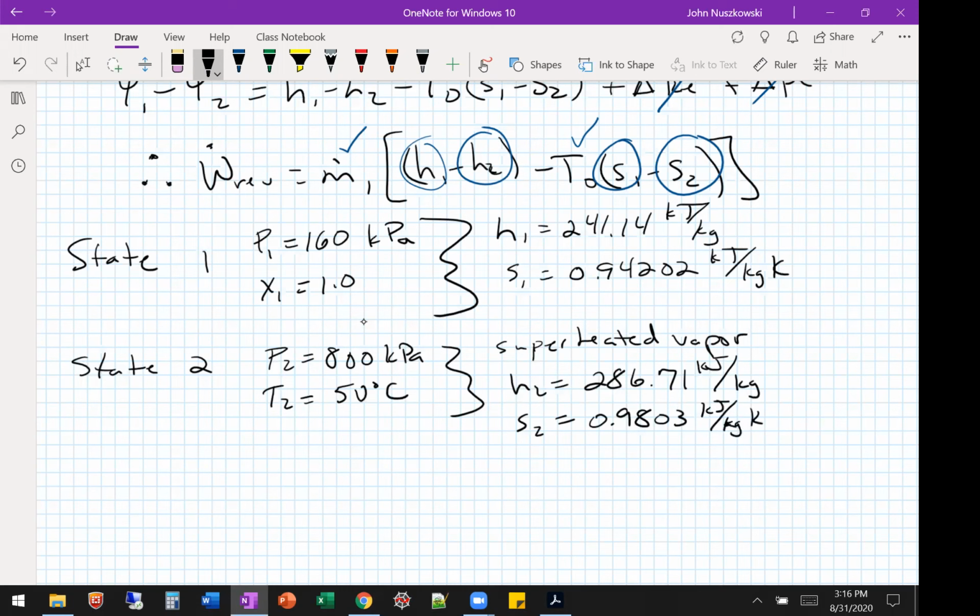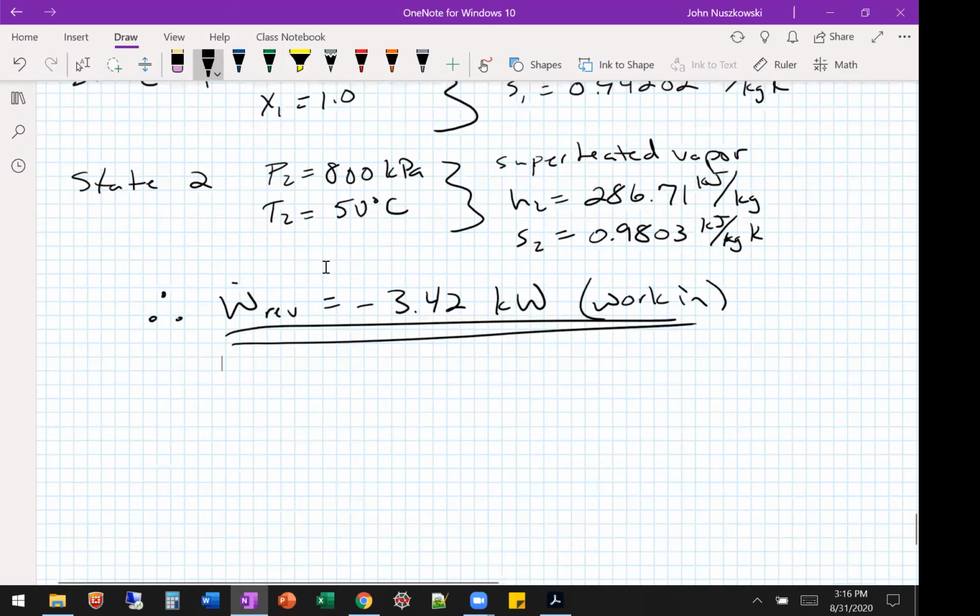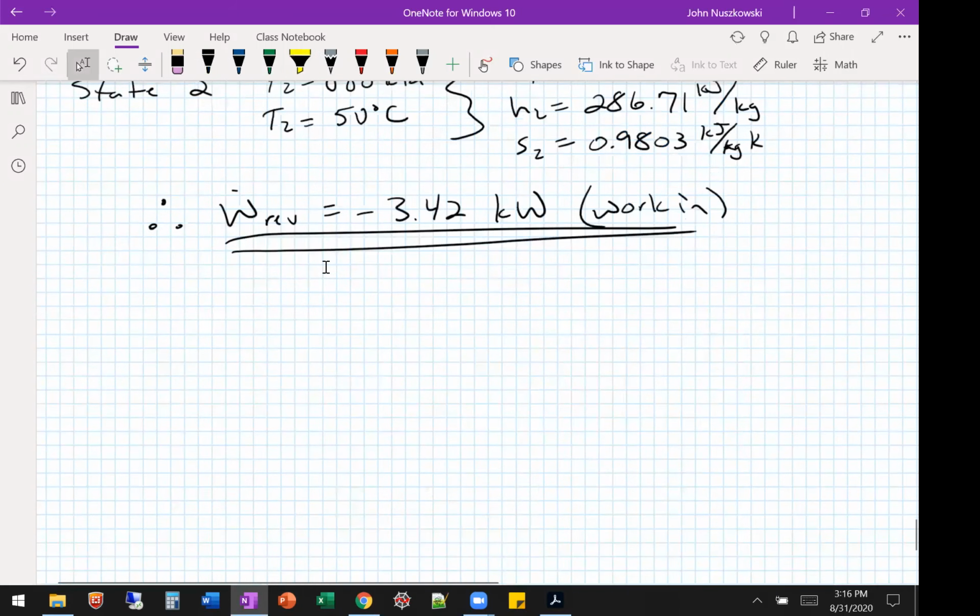All right, so now we have our enthalpies and our entropies, so we can solve, and we get negative 3.42 kilowatts. So that's work in. If we ran this compressor reversibly, it would only require 3.42 kilowatts of power input.